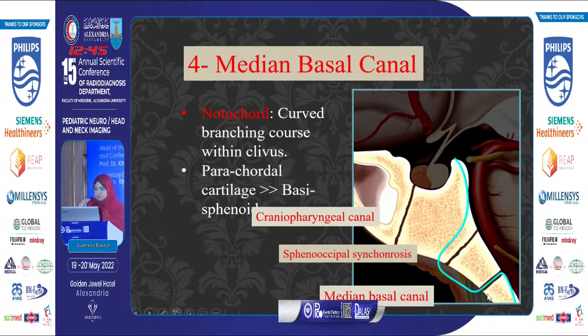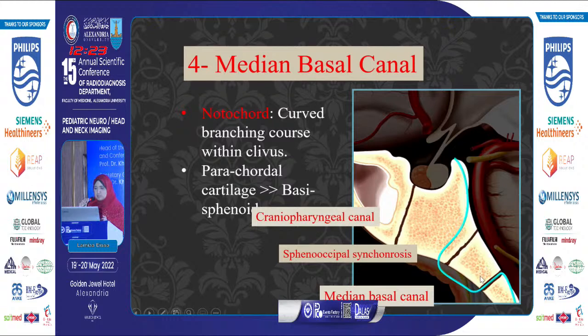It runs into this craniopharyngeal canal, and this craniopharyngeal canal, the median basal canal, is obliterated. Sometimes it may be patent. The paracordal cartilage means the cartilages around the cord, and this is responsible for the formation of the basal sphenoid around the notochord.